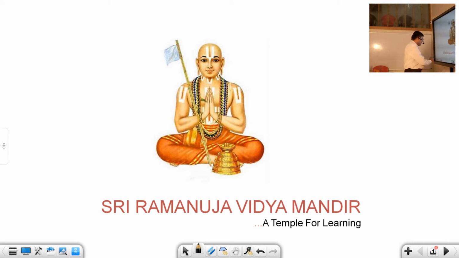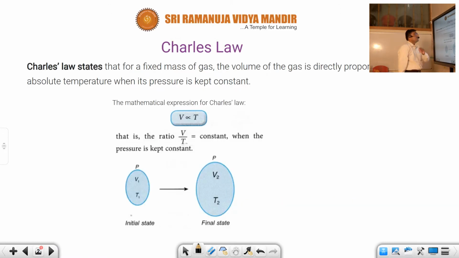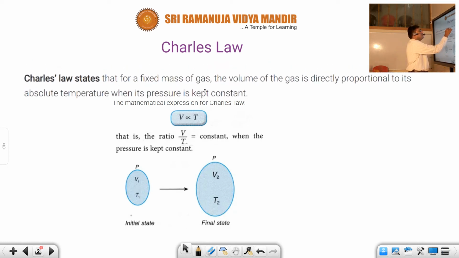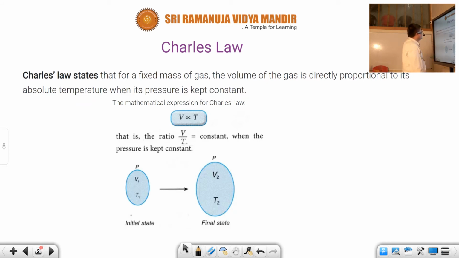And in today's lecture you are going to learn about another gas law named Charles' law. So let us learn what is Charles' law. Well, students, have a look. What is Charles' law stating?